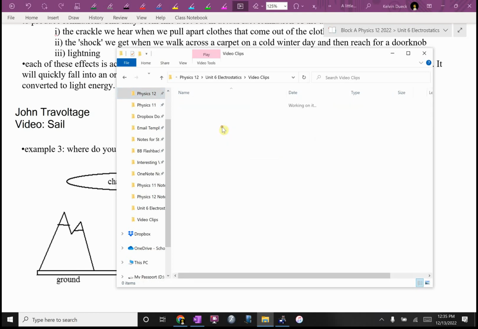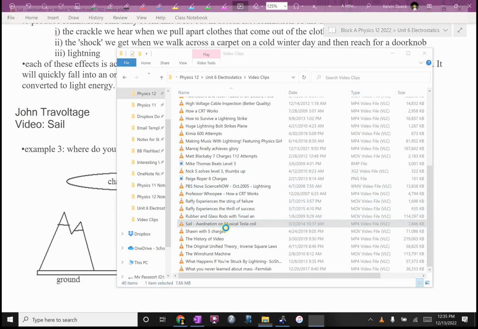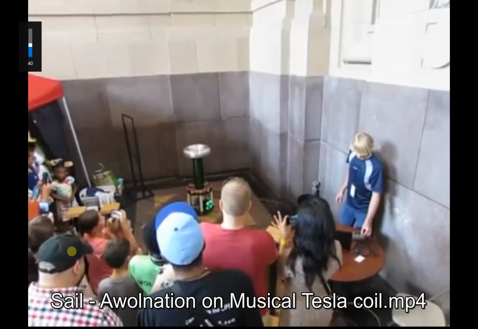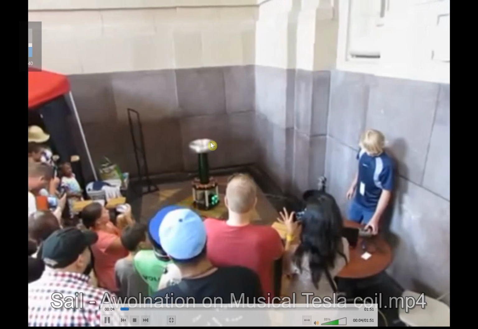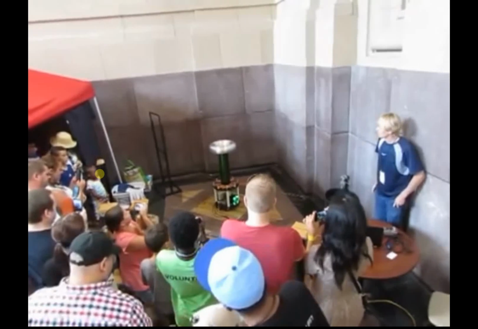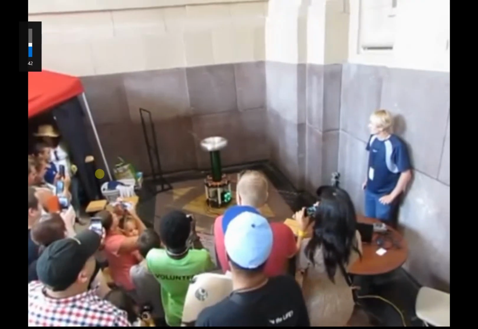I can only show you one. This is from a kid's science project. So this is a Tesla coil, and he's wired it to a circuit that can turn the Tesla coil on and off with a frequency to play music.